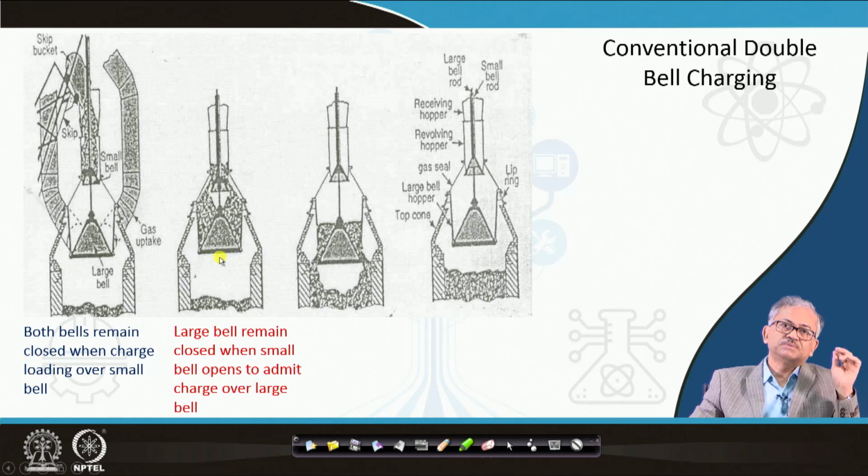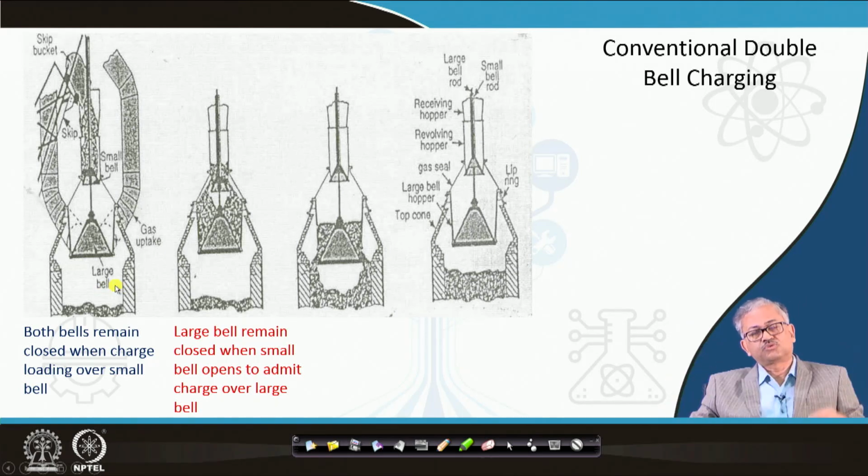Now during this period the large bell still remains closed, so your blast furnace gas cannot pass through this charging location, otherwise it will pass and go to the atmosphere and pollute the atmosphere. So, that is the system by which you keep the blast furnace gas from passing through these charging devices. There is the gate valve, and the gas off-take, through which the gas can only pass. So, it cannot pass through this.